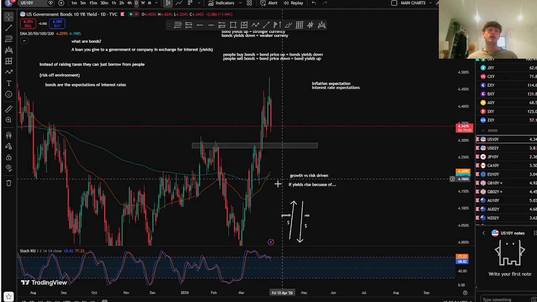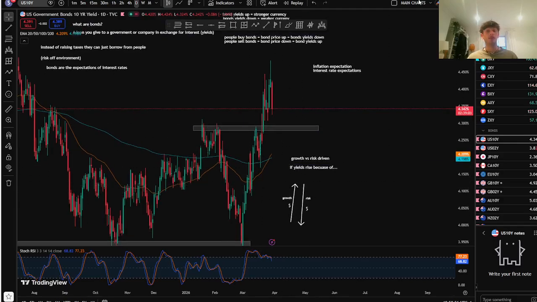So this is why we can use it to predict interest rates, because this is telling us that people are selling bonds and putting it in the dollar. They're putting it in banks where they expect to get higher interest rates. So this is why we can really use this, and bonds are what ultimately drives most markets.